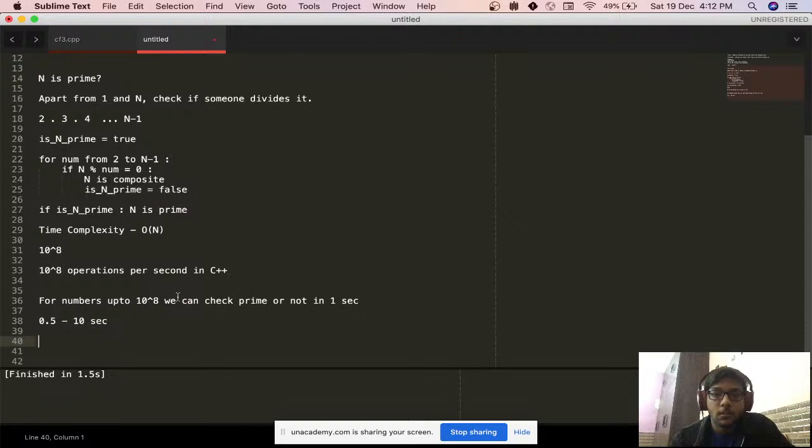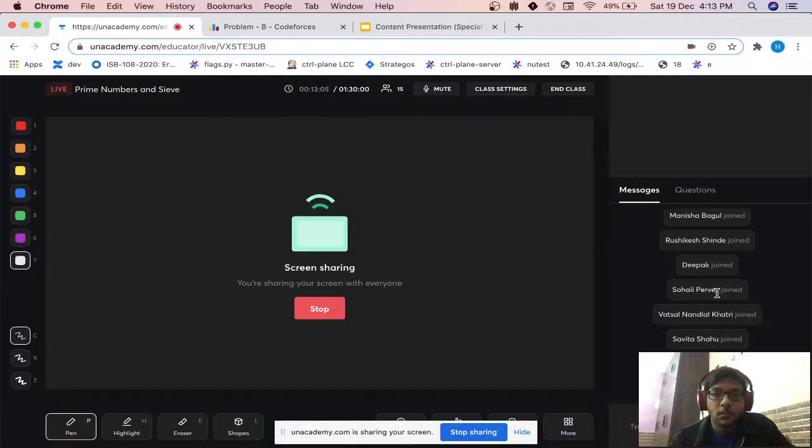Cool. So this is how we can check whether a number is prime or not, if the number is up to 10 to the power 8. For bigger numbers, we are going to need much more time, right? Because we have to go through a lot of numbers and check whether the number is divisible or not. This is the brute force approach. I hope it's clear, and let's see if you guys have any questions.